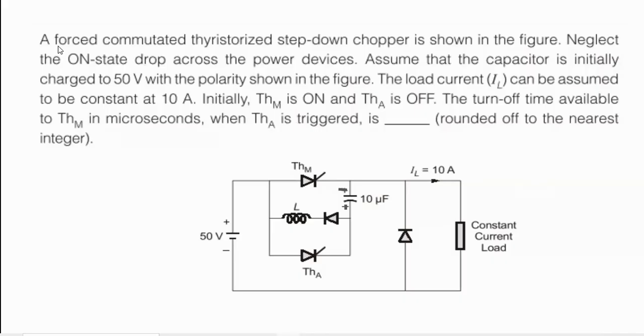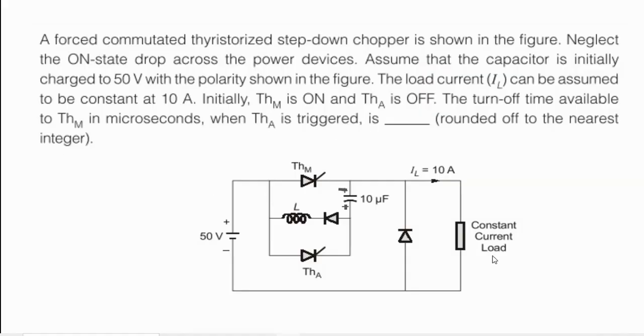Neglect the on-state drop across the power devices. Assume that the capacitor is initially charged to 250 volt with the polarity as shown in figure. The load current can be assumed to be constant at 10 ampere. Initially, THM is on and THA is off. The turn-off time available to THM in microseconds when THA is triggered is dash, rounded off to the nearest integer.